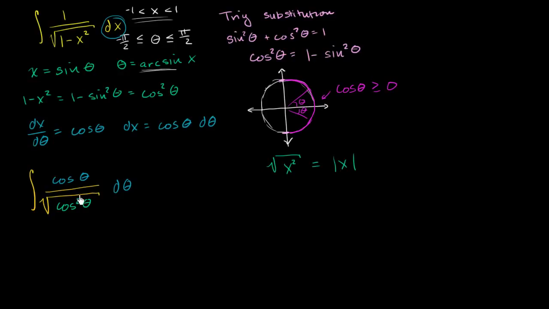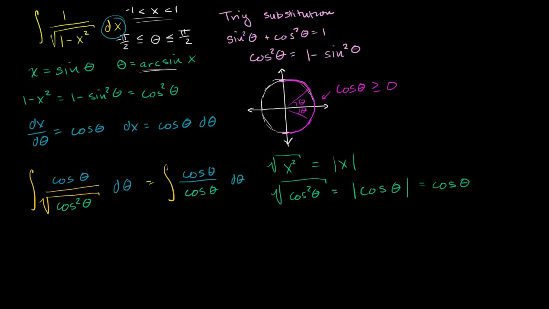Now, what's useful here, based on that, we would say that the square root of cosine squared theta is equal to the absolute value of cosine theta. But lucky for us, we have already limited theta to values where cosine of theta is non-negative. So because cosine of theta is greater than or equal to 0, this is going to be just equal to cosine theta. So this whole thing simplifies to our blue cosine theta over our green cosine theta. This simplifies to the absolute value of cosine theta, which is just cosine theta, since cosine theta is positive, d theta.